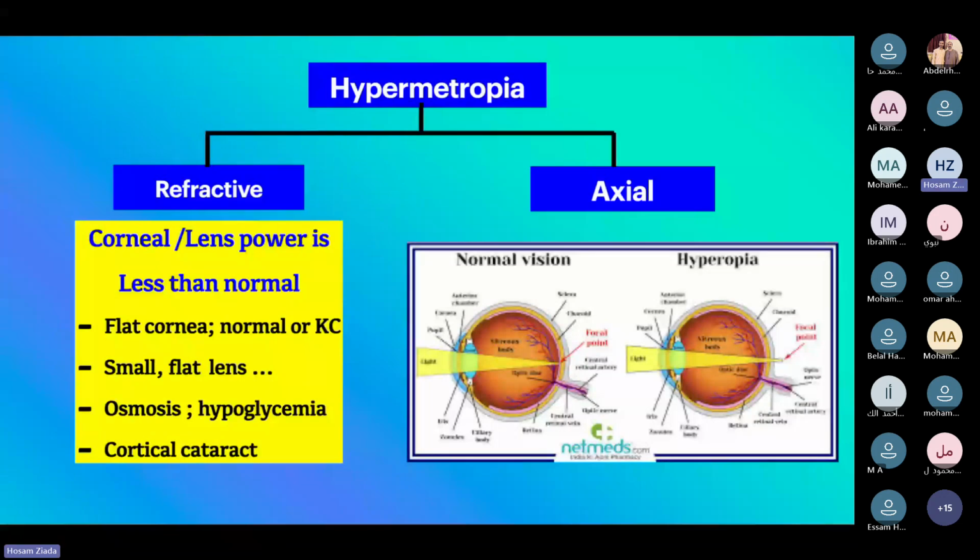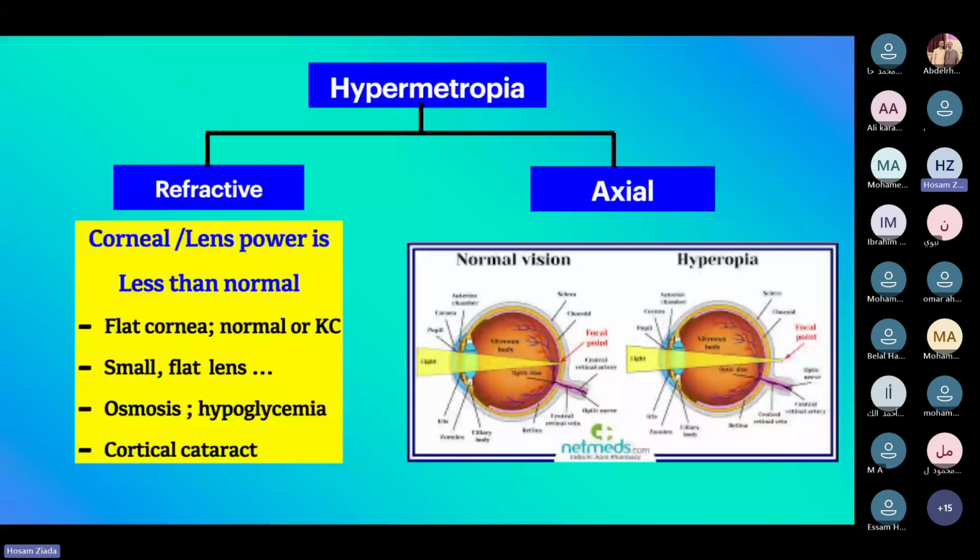Refractive hypermetropia is when the corneal or lens power is less than normal. Means in myopia it was steep, here you will find a flat cornea. Flat cornea. I'm sorry for the mistyping. It's not keratoconus. It's a flat cornea, normal, but not in keratoconus. This is a mistyping. Small or flat lens. Small or flat lens. Osmosis or hypoglycemia.